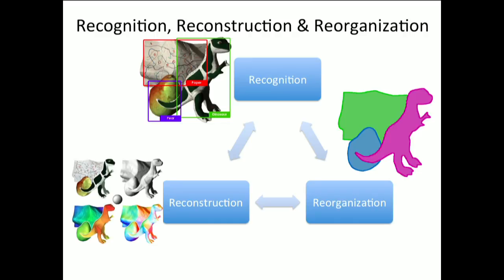Reorganization, sometimes people call this grouping or segmentation, and it's really about the fact that the image, even though it appears to you like a set of pixels, 1,000 by 1,000 pixels or what have you, it's really not pixels, it's ultimately objects, right? The dinosaur, the pear, the paper. So going from this representation of 1,000 by 1,000 pixels to 3 objects.